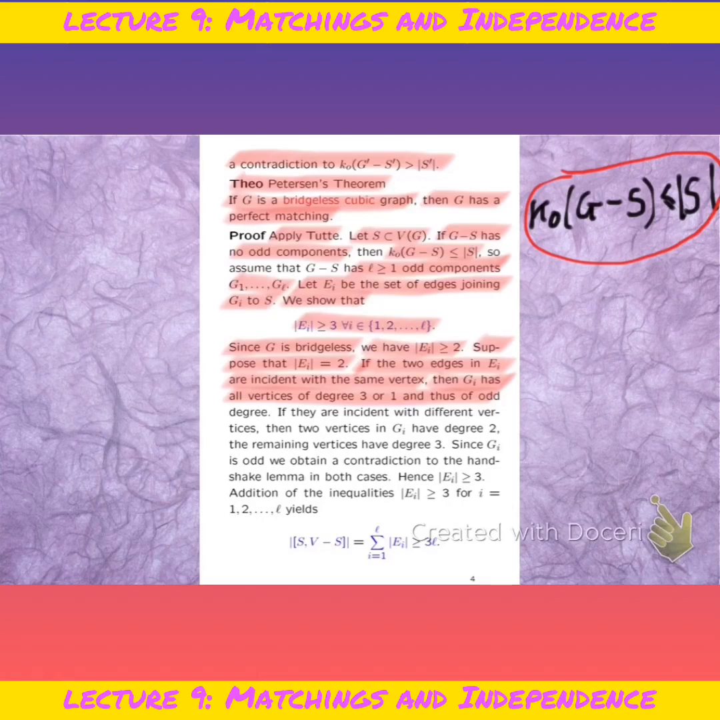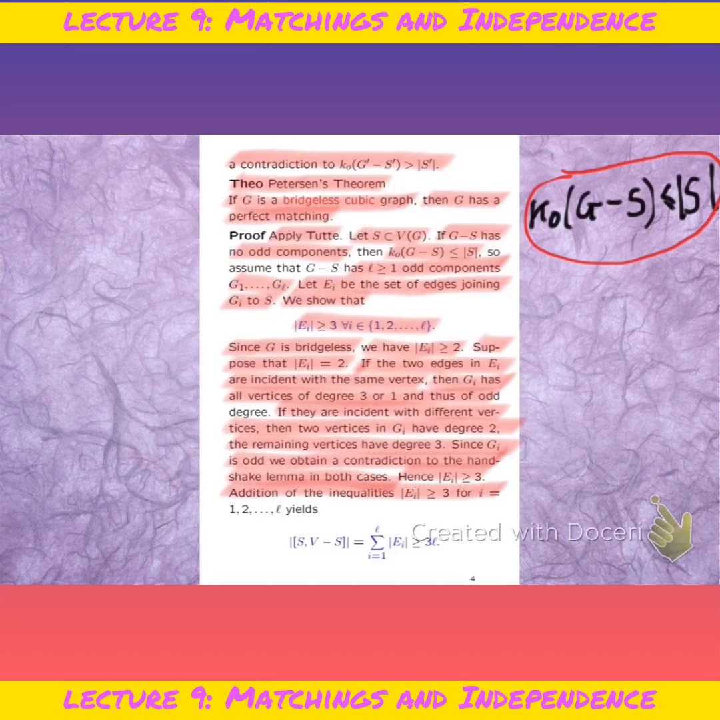Again, if they are incident with different vertices, then 2 in Gi are going to have degree 2, and the remaining vertices are going to have degree 3. So we already looked at that case. That's going to contradict the handshake lemma, which is sort of what we did just now. So each Ei must have at least 3 edges. So addition of these inequalities.